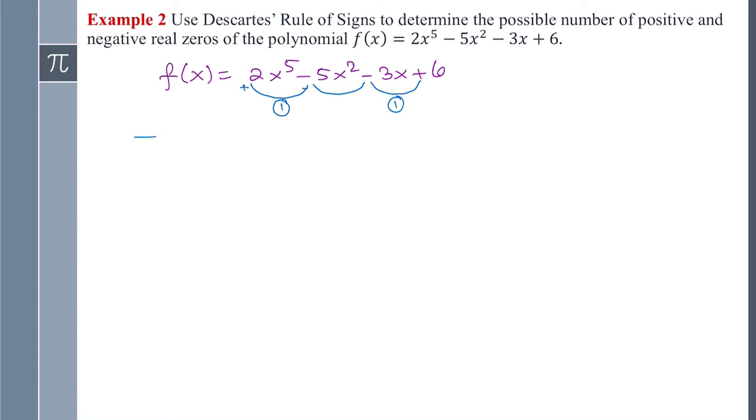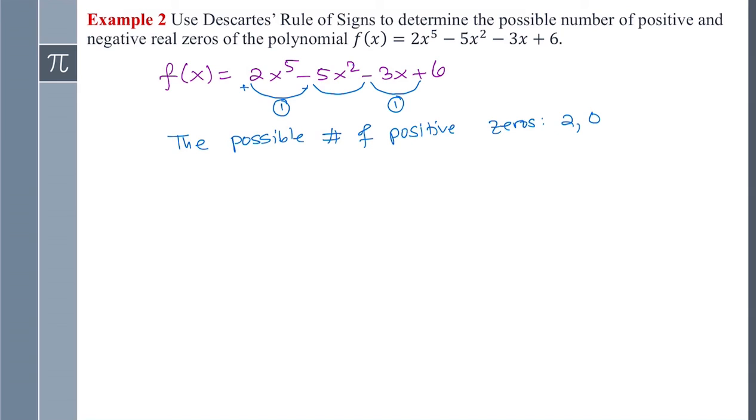So the possible number of positive zeros are, two variations, so it's either 2 or we count down by 2, so 0. So it means for this polynomial function, there could be two positive zeros or no positive zeros. Okay, that's what this says.